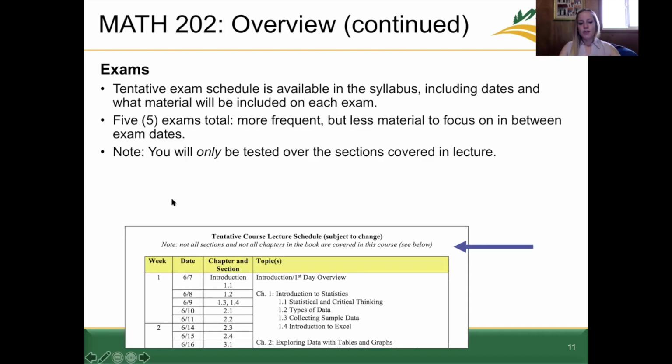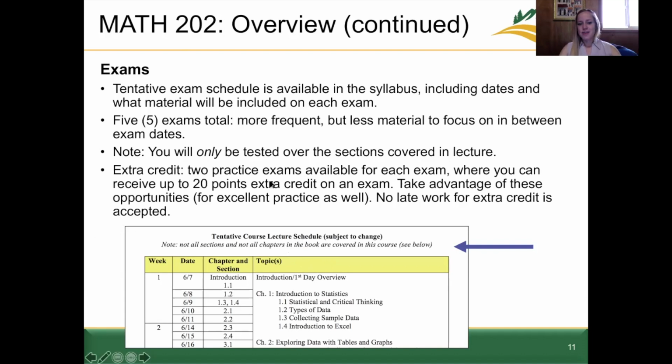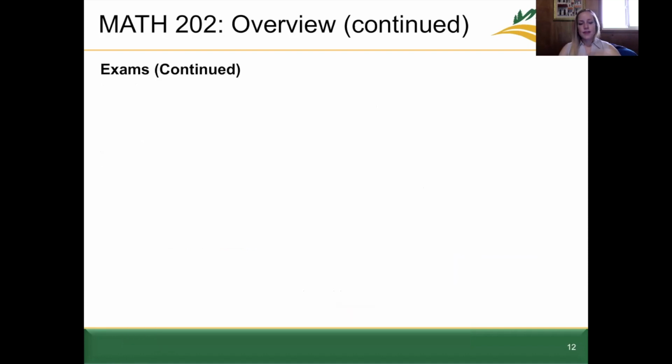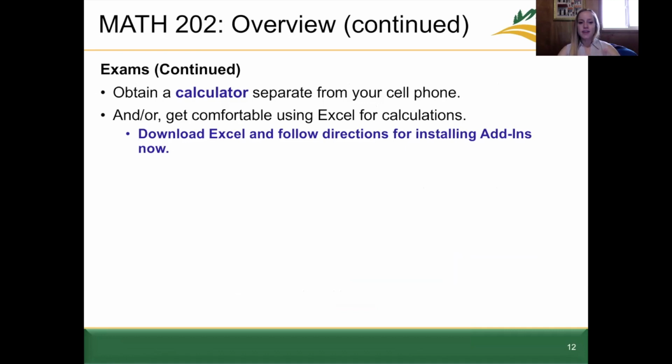And so on the course syllabus, we saw that schedule. We don't cover every single section in every chapter that we're covering. For example, chapter 10 is just 10.1, 10.2, and 10.4. We don't cover 10.3. So you will not be tested over sections that we don't cover in lecture. Those practice exams too, again, up to 20 points extra credit for exam 1, 2, 3, 4, and even the final exam. So again, I recommend doing those without a doubt. For the exams, I recommend having a calculator and Excel. You can do a lot in Excel without a calculator, but you do at minimum need Excel.